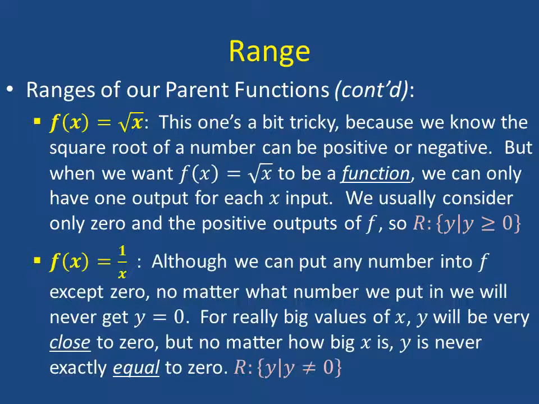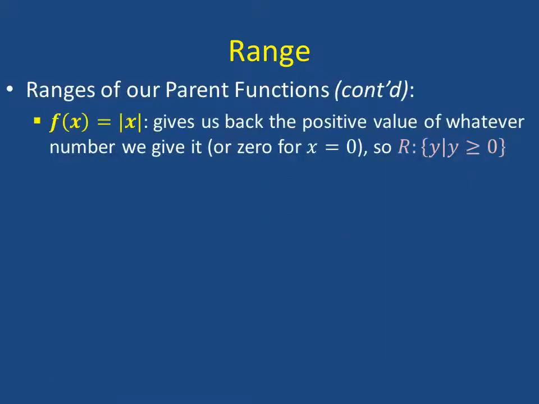For the rational function, even though we can put any number into f except for 0, no matter what number we put in, we will never get out y equals 0. For really big values of x, y is going to be very close to 0, but no matter how big x gets, y is never exactly 0. So the range is going to be all numbers except for 0. The absolute value function, again, gives us back the positive value of whatever number we give to it. So the range is going to be y greater than or equal to 0.